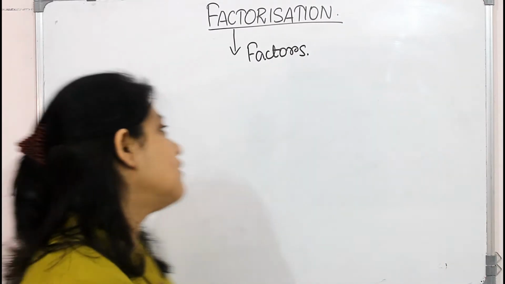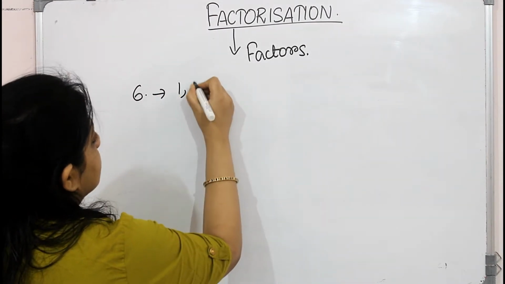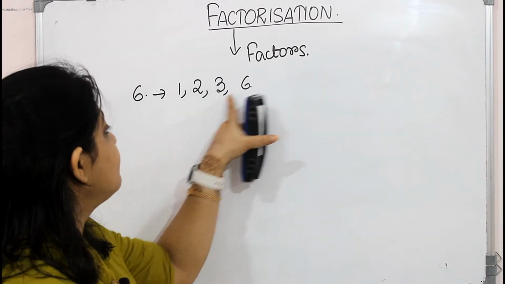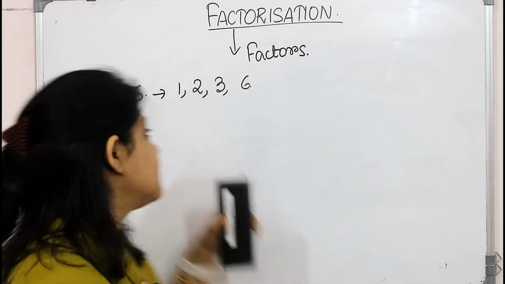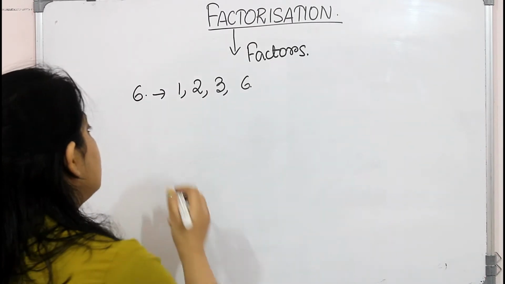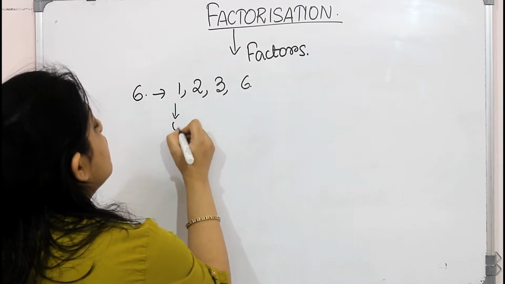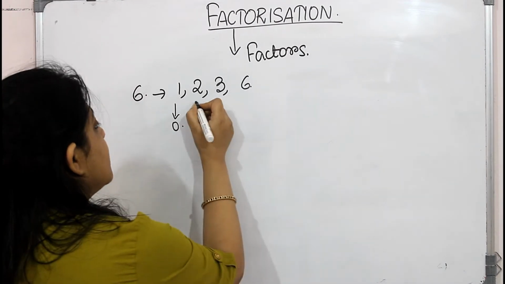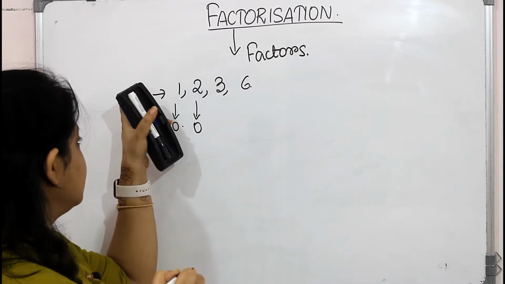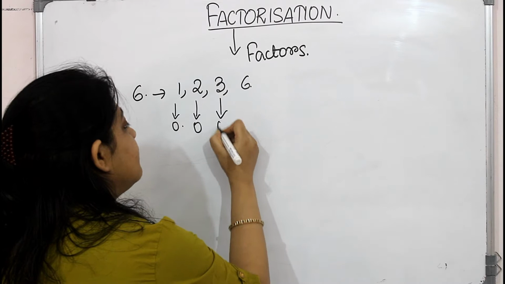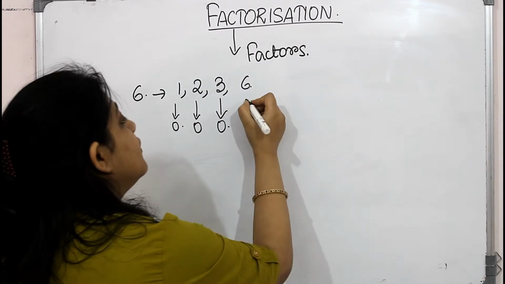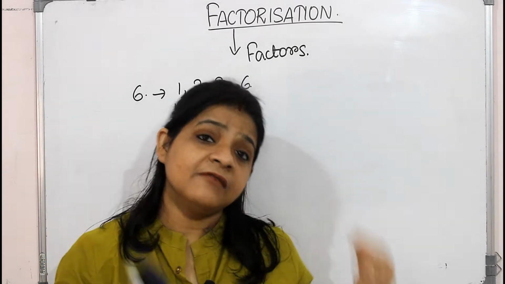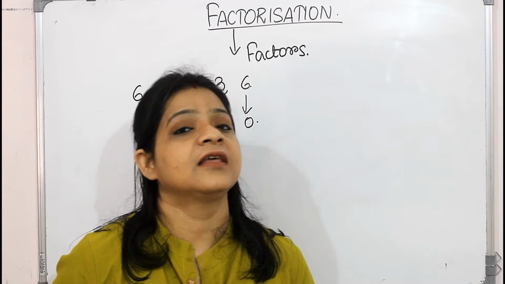So the factors of 6 are 1, 2, 3 and 6, right? Factors means if you divide 6 by 1, it will give you the remainder as 0. If you divide 6 by 2, the remainder is 0. If you divide 6 by 3, it will also give you the remainder as 0. So any number that is a complete divisor of a particular number is nothing but a factor.